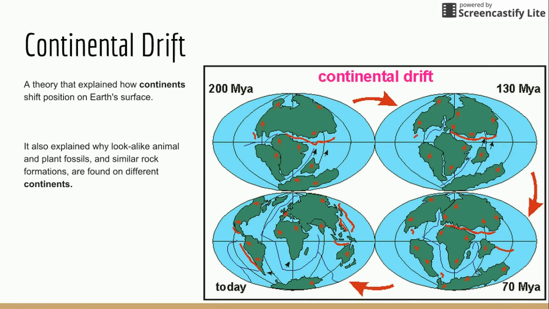So continental drift. We talked about continental drift on Friday, and this is a theory that explains how continents shift position on the Earth's surface. It also explains why lookalike animals and plant fossils and similar rock formations are found on different continents. So just like before we had talked about, 200 million years ago, there was one large landmass, or almost one large landmass, to 130 million years ago, where they slowly start to move away from each other. And these arrows kind of show the direction in which they're moving, all the way up into today's, where they continue to move based on new crust being added to the ridges.